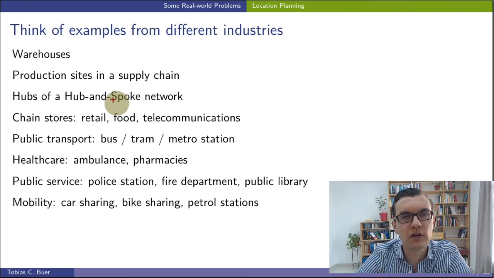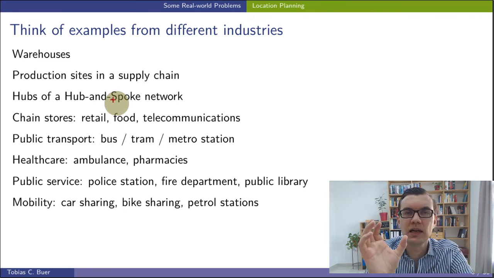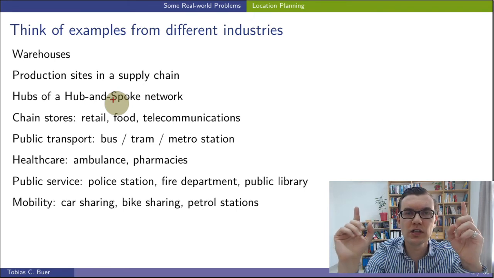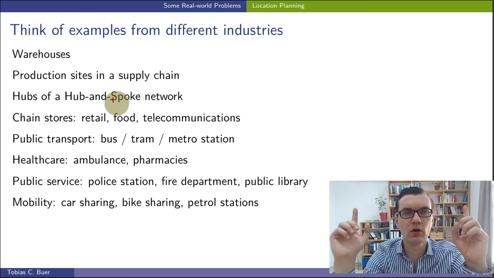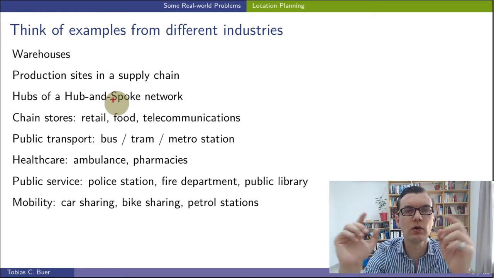And the benefit of such a structure is that we can operate the long distance connections at very low cost per customer, because we bundle this demand on these long connections between two hubs.